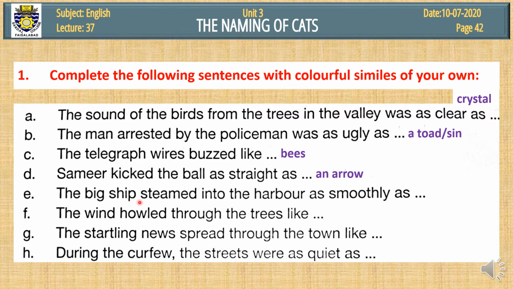E. The big ship steamed into the harbor as smoothly as silk. You know, silk is very smooth, silk is very soft. That's why it has been used with smoothly. F. The wind howled through the trees like wolves. Wolves create a sound that is called howl. So, wind was also creating a sound like the wolves. That's why it has been used here.